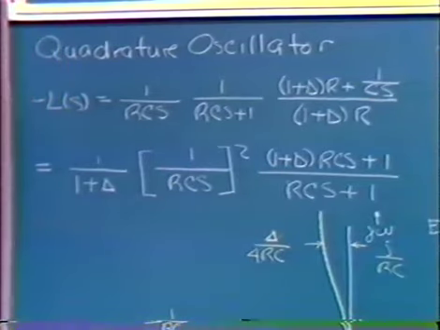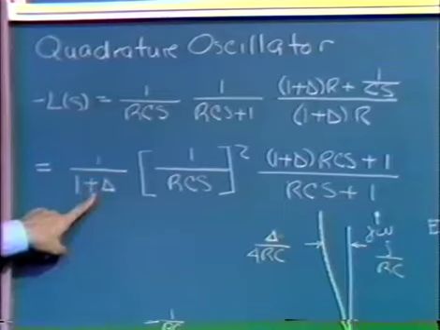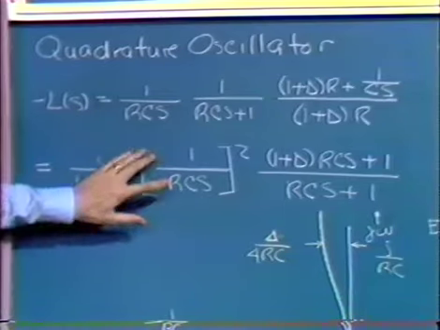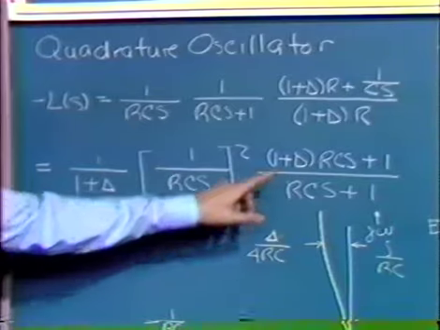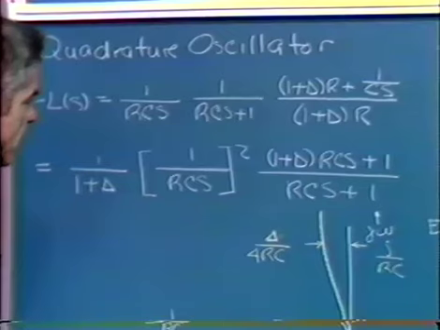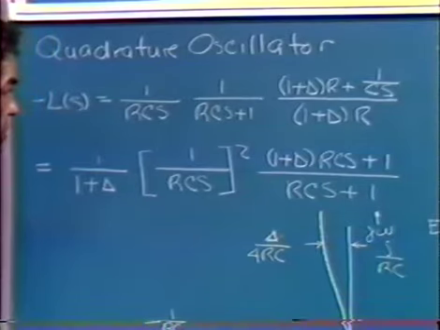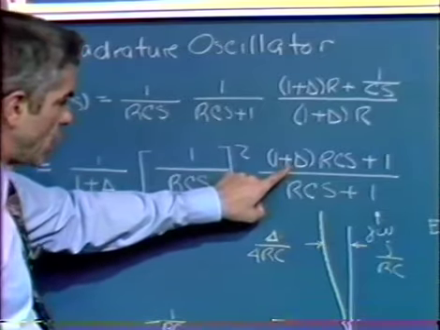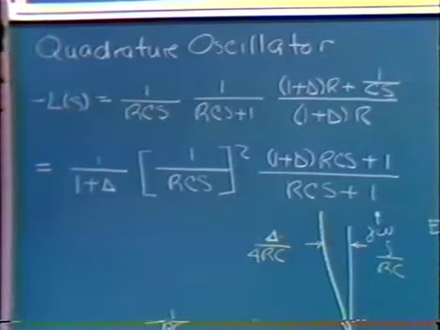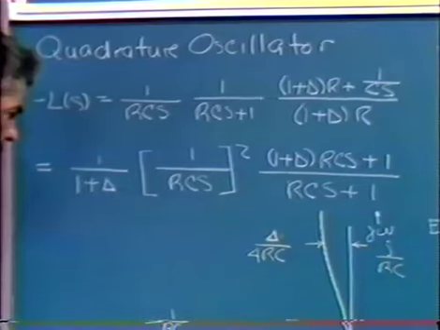If we collect terms, we find that we get a 1 over 1 plus delta, a 1 over RCS quantity squared, and then we get a pole-zero doublet. If delta is small, the doublet, of course, is closely spaced. A positive value of delta, in other words, if the resistor going to ground is larger than the series resistor in the input RC network, then in fact the zero lies at a lower frequency than the pole. We can analyze this system in a variety of ways. One fairly convenient way is to use a root locus approach.